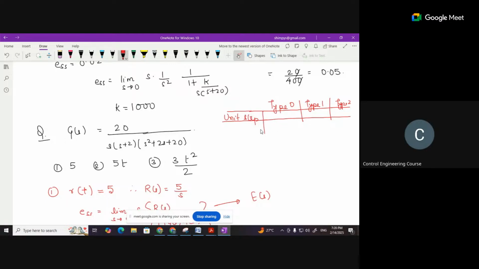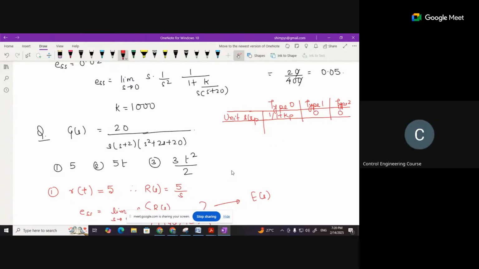what is the position error constant? What will it be for a type 0 system? KP. And what will be the error there? 1 divided by 1 plus KP. Correct. And for type 1? Infinite. No. For unit step, I'm talking of. Input is unit step. So it will be 0. Type 2? 0.